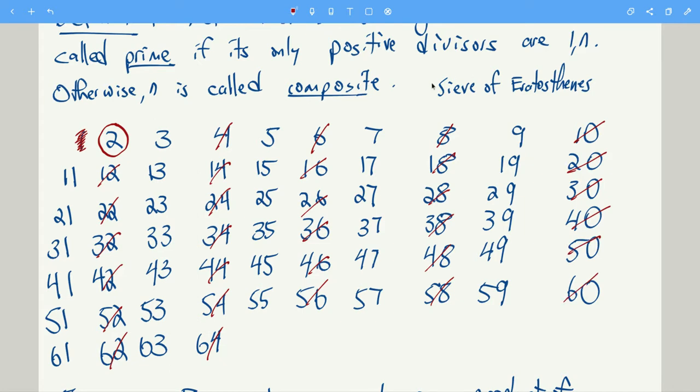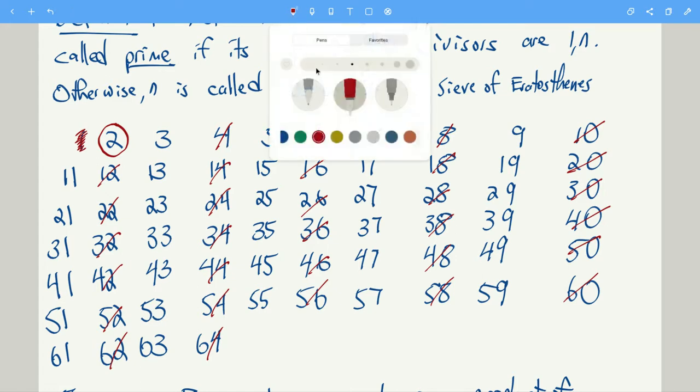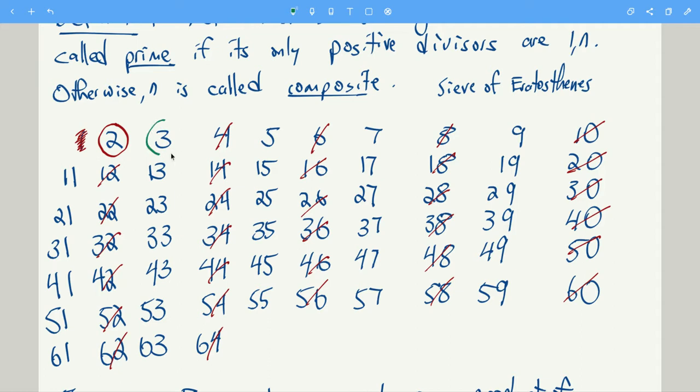My next number I see is 3. Its divisors are 3 and 1. I know that 2 is not a divisor of 3. Oh, I should use a different color. That is the whole point. Maybe we'll use green. I know that 2 is not a divisor of 3; if it was, I would have crossed it out already. The only other things are 1 and 3, so 3 is prime.